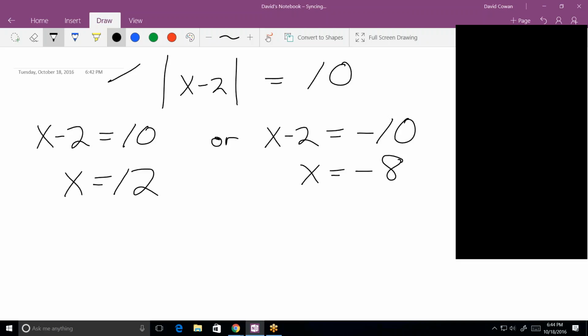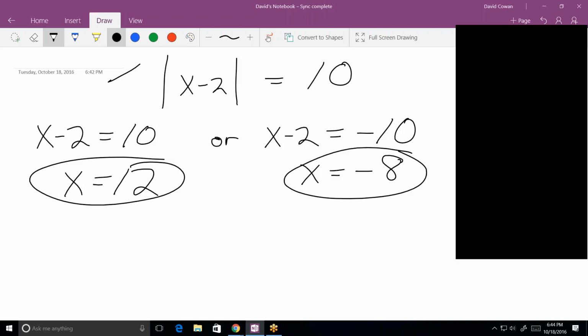What's the absolute value of minus 8 minus 2? Well, that would put a minus 10 in the absolute value, and the absolute value of minus 10 is 10. So that works, and that works. And this is always the way you want to do absolute value problems. There's no other way I know to do them.